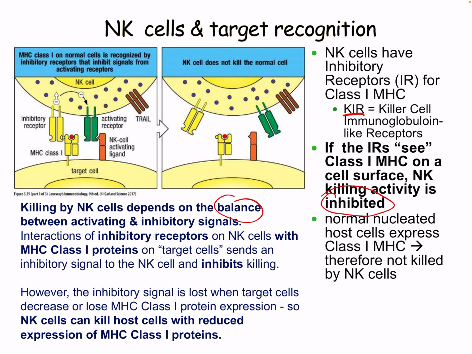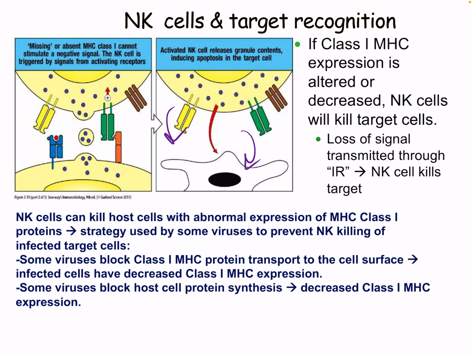However, the inhibitory signal is lost when target cells decrease or lose MHC class 1 proteins, which occurs, as we said, when some viruses infect our cells. So basically, it gives away the virus's location. NK cells can kill host cells with reduced class 1 MHC expression, or that express MIC-A and MIC-B ligands for the activating receptors. Again, if class 1 MHC expression is altered or decreased, NK cells will still kill the cell. If there is a loss of signal transmitted through the inhibitory receptor, this will kill the cell. NK cells can kill host cells with abnormal expression of class 1 MHC.